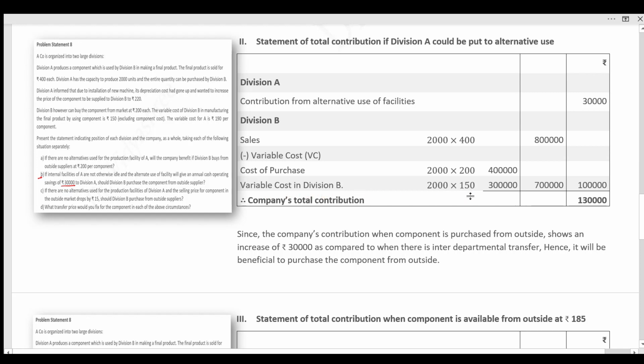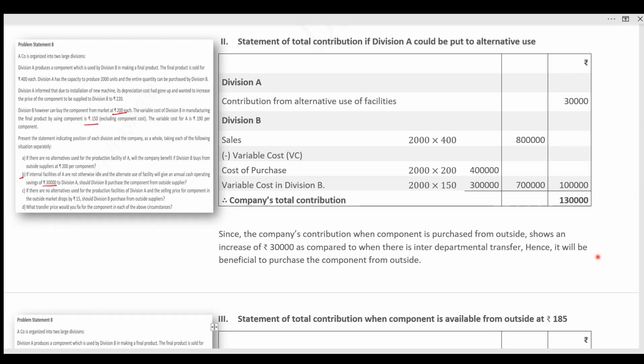You can observe here on the left hand side in the question. From the market, it is purchasing for 200 and the variable cost is 150. That's what we have taken here. Cost to purchase and the variable cost you can add and deduct. So from sales, if you deduct the cost, you get the profit. Add both the profits. The total profit for the company is 1,30,000. You can give a comment that the company's contribution when the component is purchased from outside shows an increase of rupees 30,000 as compared to when there is interdepartmental transfer.